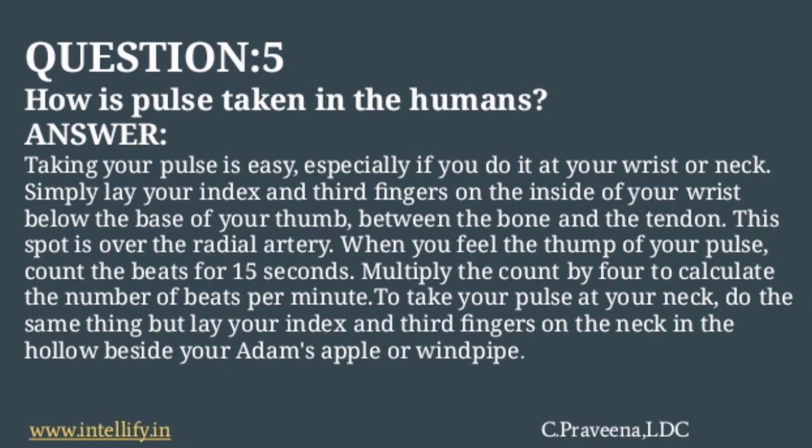Taking your pulse is easy, especially if you do it at your own wrist or neck. Simply lay your index and third fingers on the inside of your wrist below the base of your thumb, between the bone and the tendon. This spot is over the radial artery. When you feel the thump of your pulse, count the beats for 15 seconds. Multiply the count by 4 to calculate the number of beats per minute.